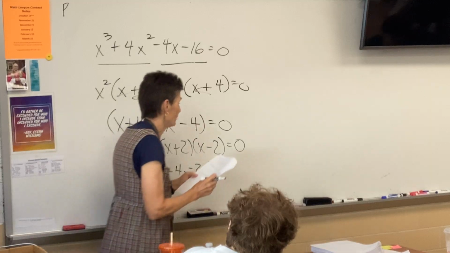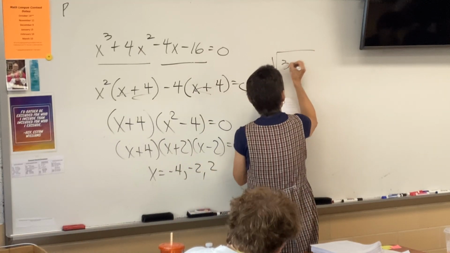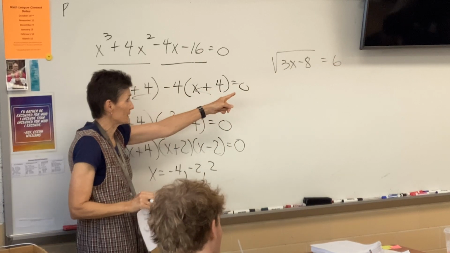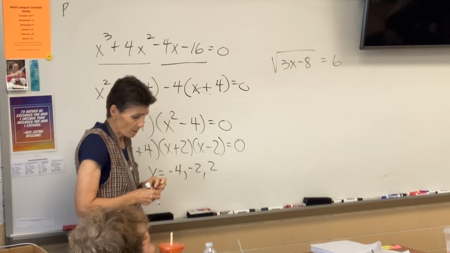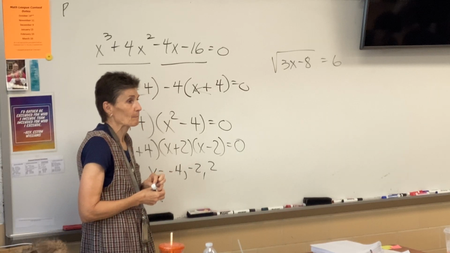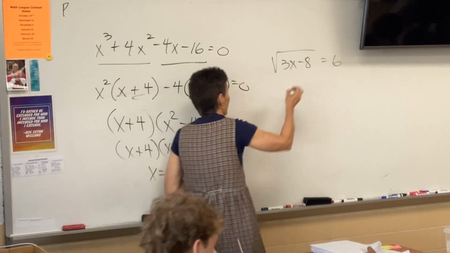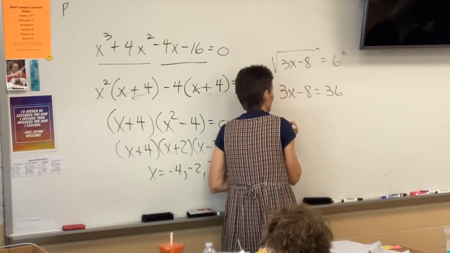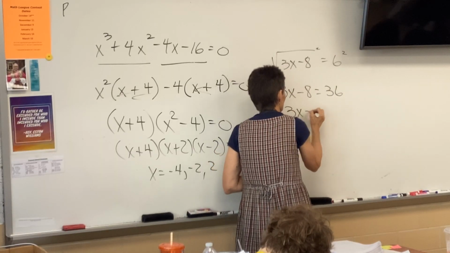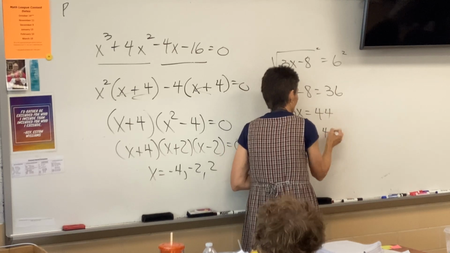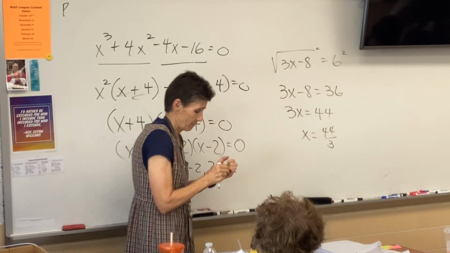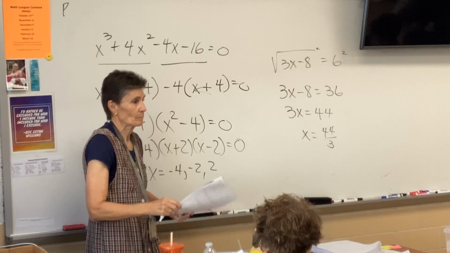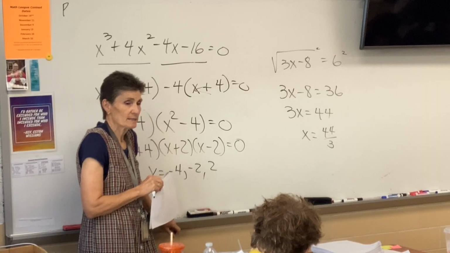I'm not going to try that one again. We go from a really tough problem to a really, really easy problem. What's our strategy with B? Square both sides. So 3x minus 8 equals 36. Add 8. And divide. See that?